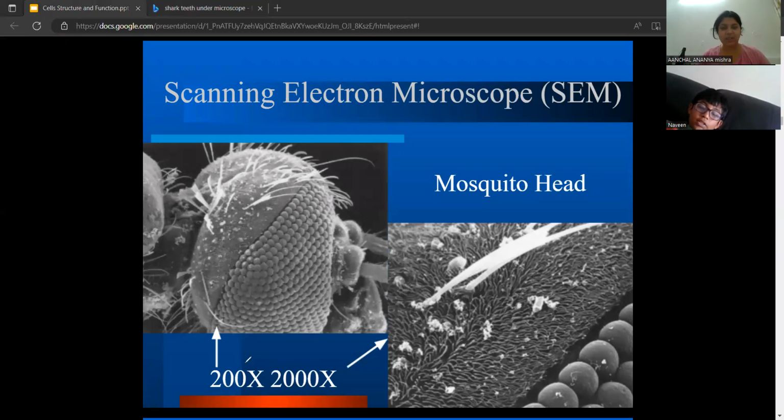I got a question. How does poop look in the microscope?